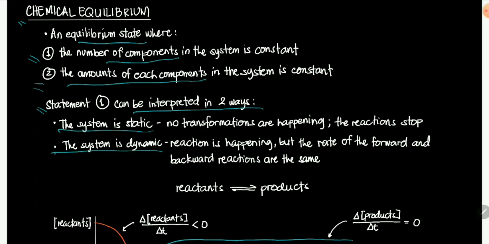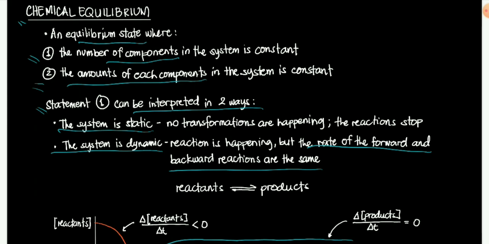So, pwede rin nating sabihin na the system is dynamic. Pwedeng nagkakaroon pa rin ng transformation from products to reactants and reactants to products, pero yung rate of formation ng products, okay, or yung rate of forward reaction ay equal lang sa rate ng backward reaction. So kung gaano kabilis nako-consume yung products, ganun din kabilis siya na-form. Okay? So yun yung ibig sabihin ng dynamic na system.